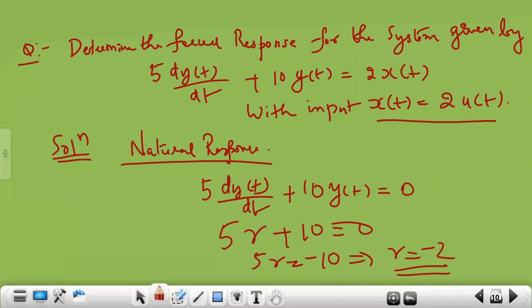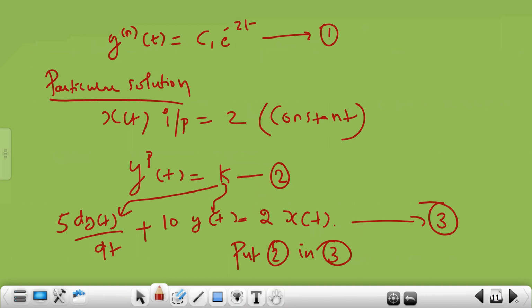You have to write your natural response based upon the roots. There are three conditions to write the natural response. If the roots are real and distinct, one condition. If the roots are equal and real, another condition. If the roots are complex conjugate, you have the third condition. Based upon this, you will write your first equation, that is natural response.